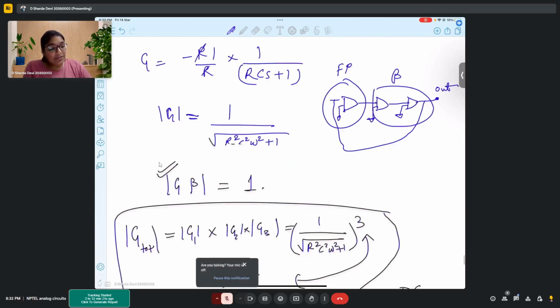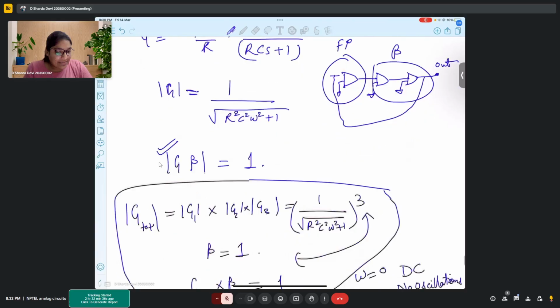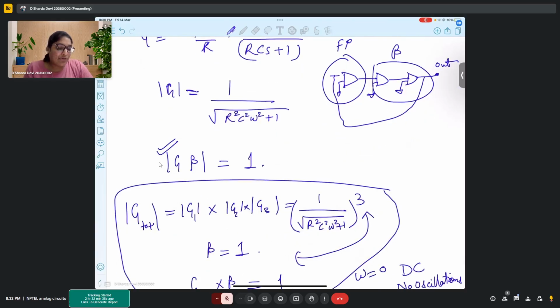It also depends on where you are taking your output from. That also matters. But anyway, you want to divide it, right? Here you divided it this way. Otherwise, if you keep two op amps in the forward path and one op amp in feedback, then also this condition will never be satisfied.